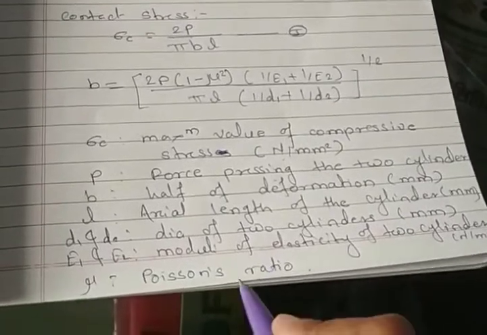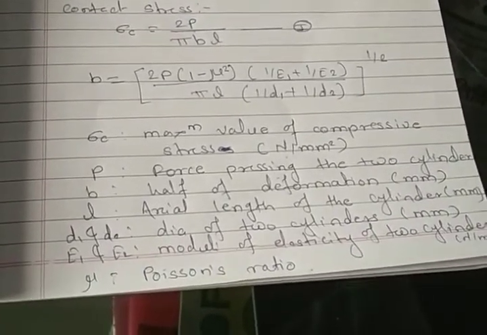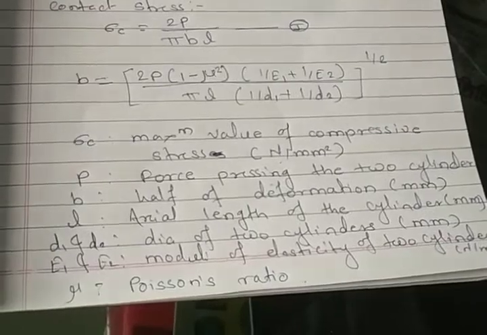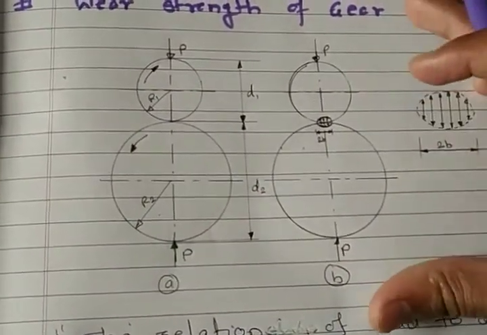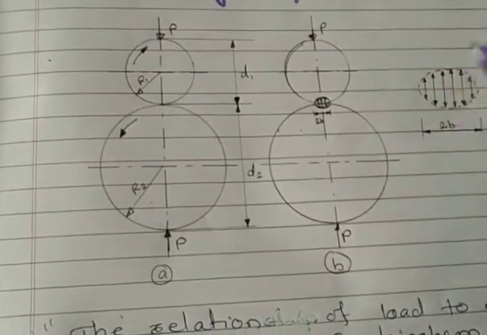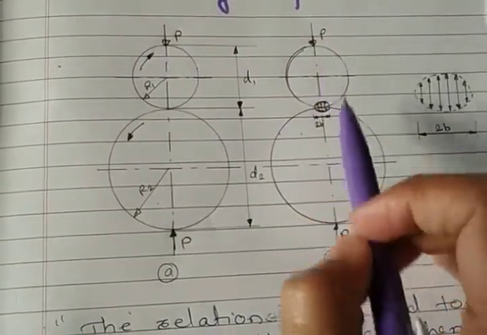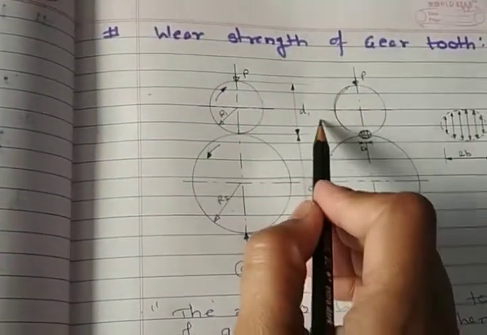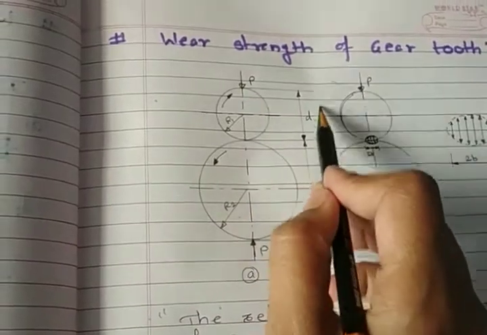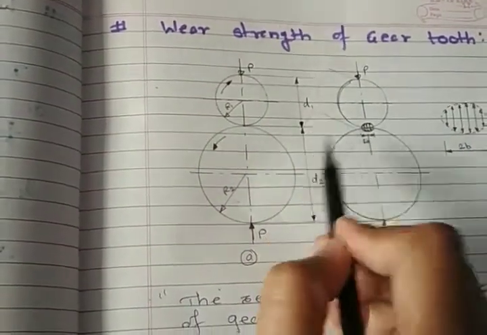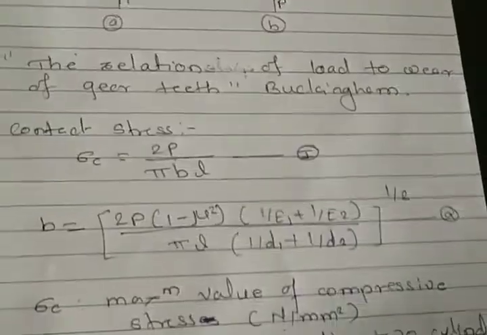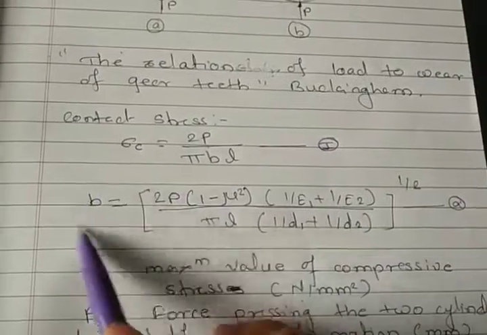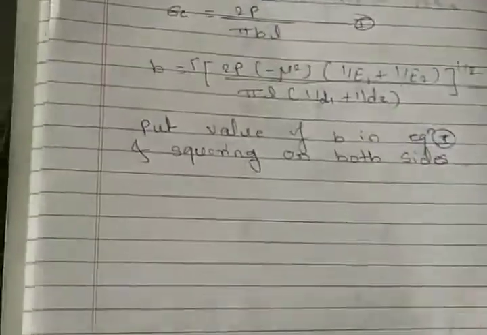Now you already know that Poisson's ratio is nothing but the lateral strain to the longitudinal strain. Now due to the deformation under the action of this load P, a rectangular surface of width 2B and length L, which is the length of this cylinder, is formed between the two cylinders. So it may be like this. Now let's put this value of B in equation 1.